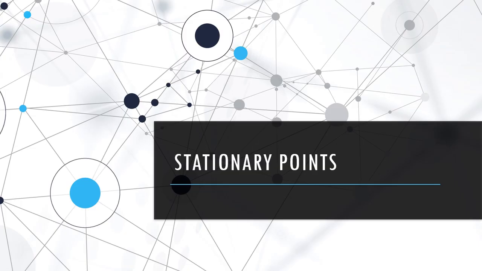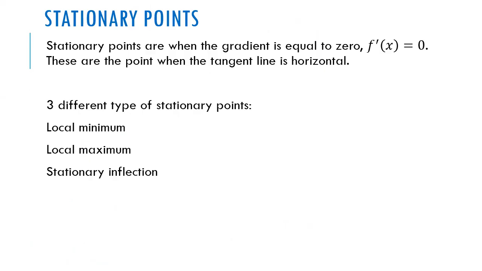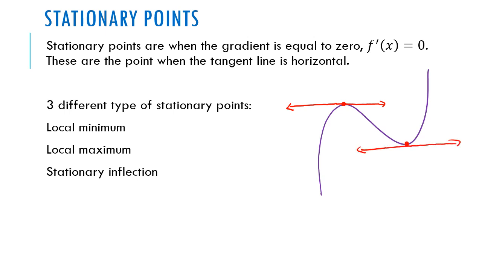Okay, this lesson is on stationary points. Stationary points are when the gradient is equal to 0. These are points when the tangent line is horizontal. So, as an example, if we have something like this, right here is a stationary point, and right here is a stationary point, because the slope of the tangent line at that location is going to be 0.